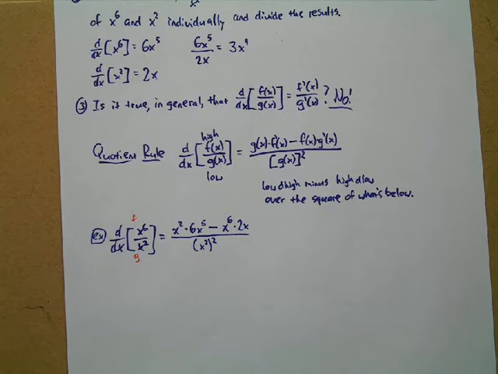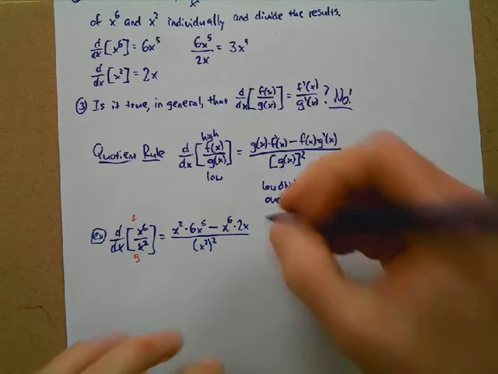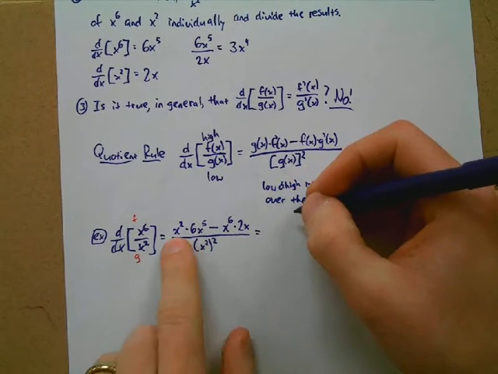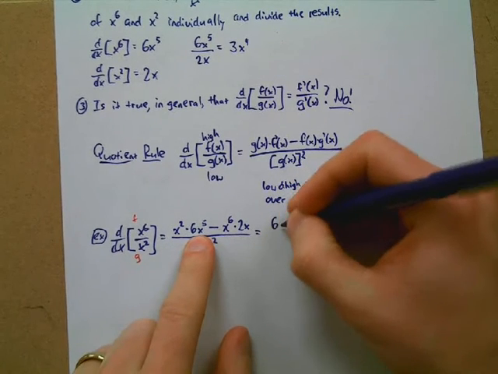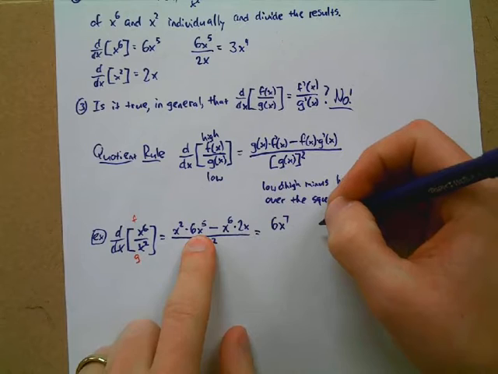So anyway, we simplify here. So x squared times 6x to the 5th is 6x to the 7th. 2x times x is 2x squared... 2x to the 7th, all over x to the 4th, right? X squared squared.